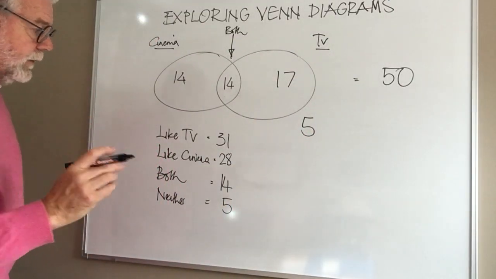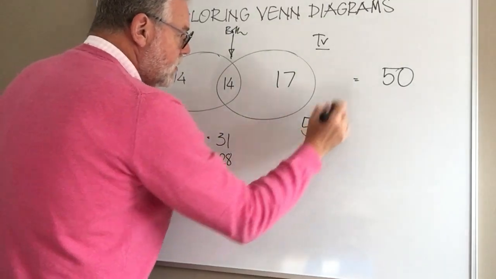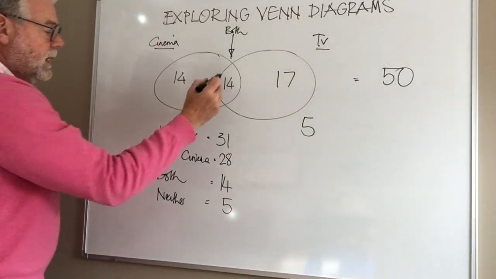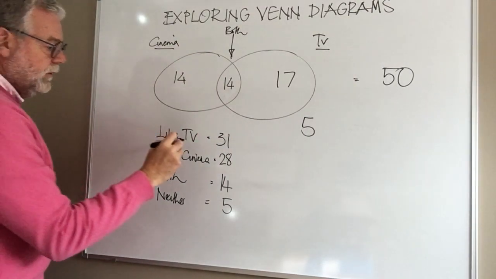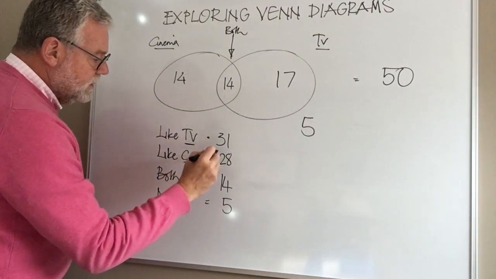So just be careful, make sure the regions always add up to 50, make sure when you're being asked to analyse what's going on that you don't forget that type of situation.